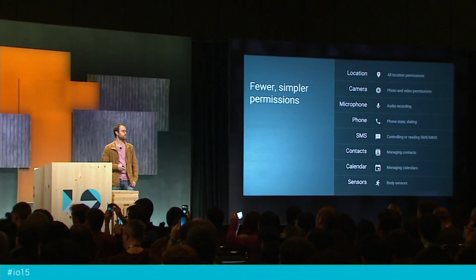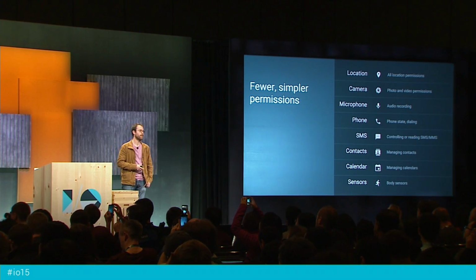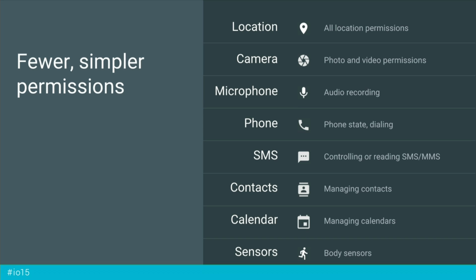SMS is for controlling and reading SMS in your application. And then the next two are pretty straightforward, contacts and calendar, each being separate for read and write access to your contacts and calendar respectively. And the last one is about sensors. Sensors is a tricky one. Users don't really understand this one quite yet. It's around heart rate monitors, body information, and body sensors. This is a new space that's evolving pretty quickly, and we wanted to make sure it was accounted for in the new permissions model.